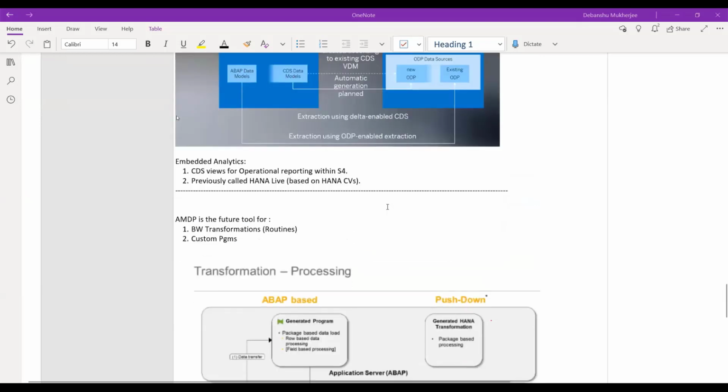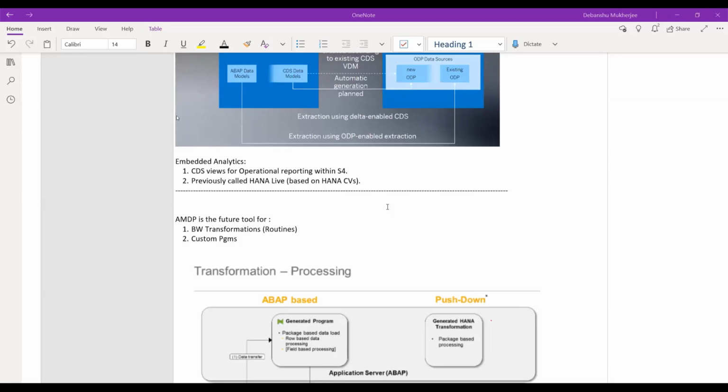And the third term, which we have heard a lot, is embedded analytics. What is that? Please remember, in a very simple term, embedded analytics is nothing but a bunch of CDS views in S4. Okay, the group or a bunch of CDS views, which are standard CDS views given by SAP, together they are called embedded analytics.